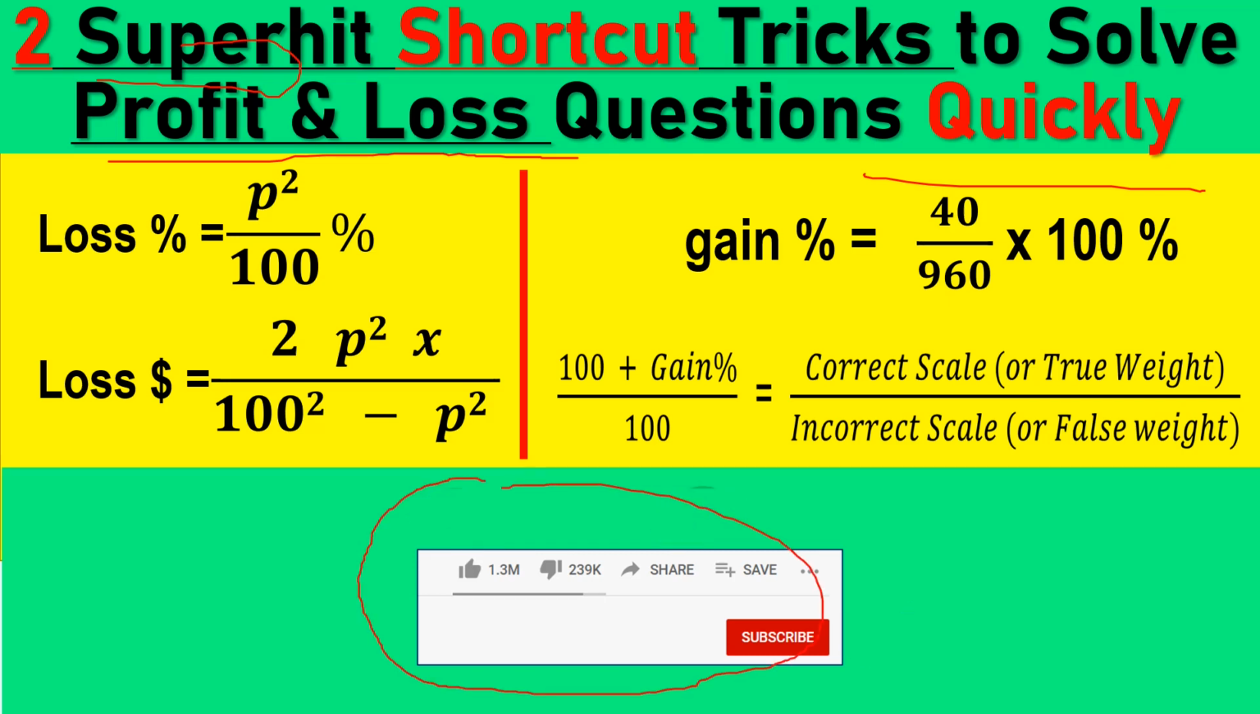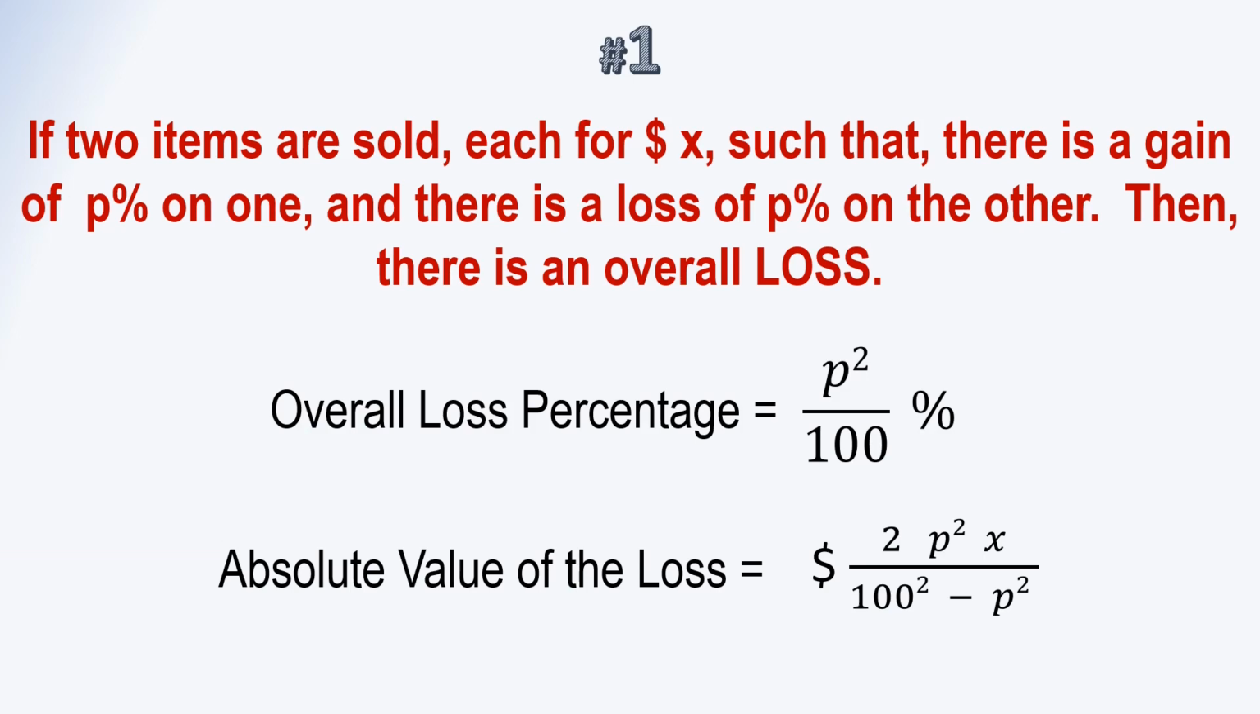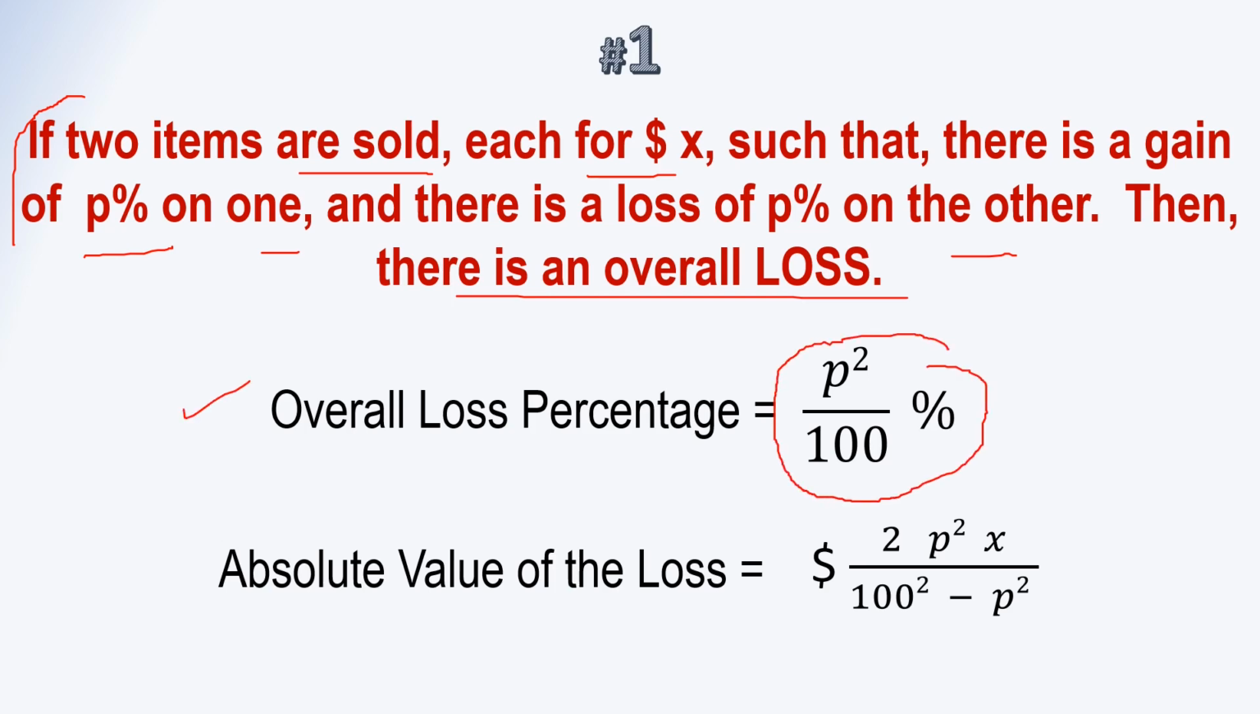So the first trick that we are going to talk about pertains to questions or scenarios like this one. That is, if two items are sold each for $X such that there is a gain of P% on one and there is a loss of P% on the other item, then of course we know that there will be an overall loss in this transaction, but the overall loss percentage will be given by P square divided by 100%, and the absolute value of the loss will be given by $2P square X divided by 100 square minus P square.